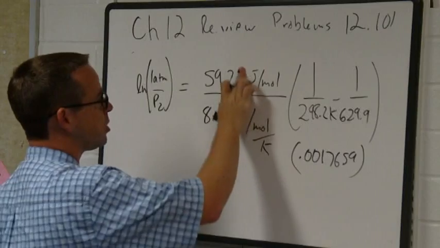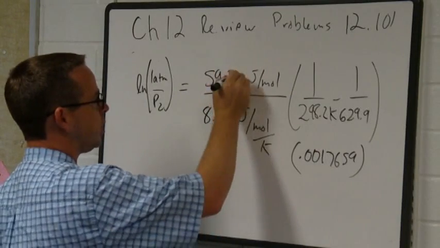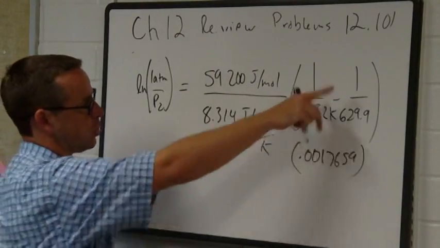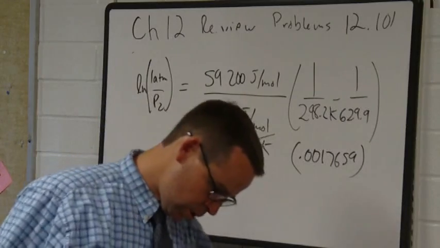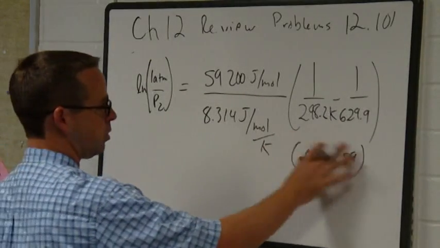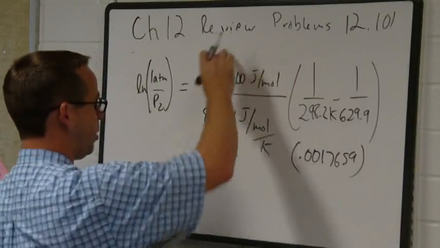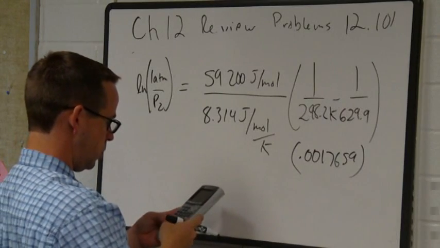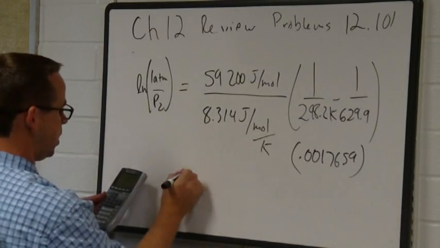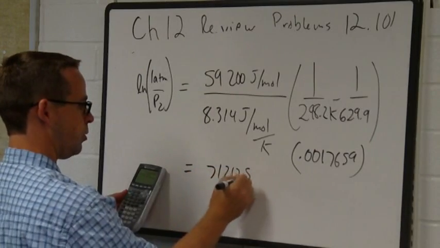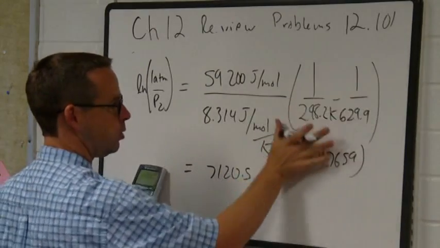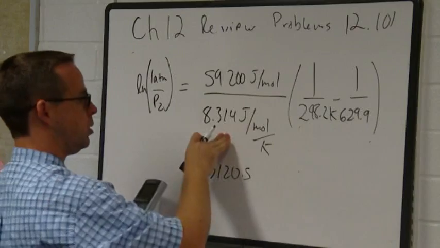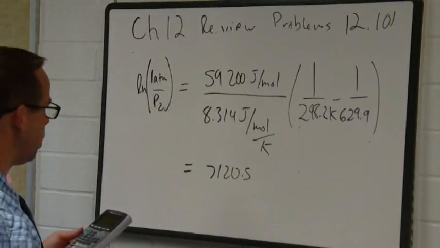So we have to convert this to joules then, so that's going to be 59,200 joules per mole. So now we have per mole per Kelvin, and so all of these are going to cancel out. All right, so we have this value here, which is this part, multiplied by 59,200, divided by 8.314. So on this side, I'm getting 7120.5 after I've taken this value, multiplied it by 59,200 and divided by 8.314.